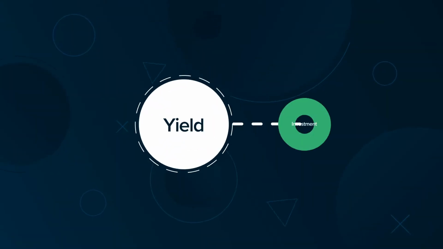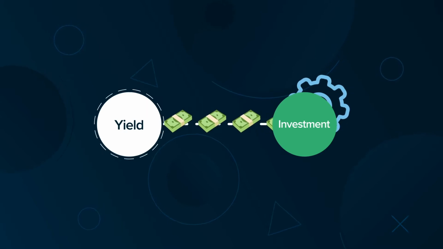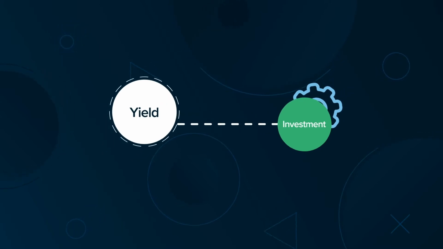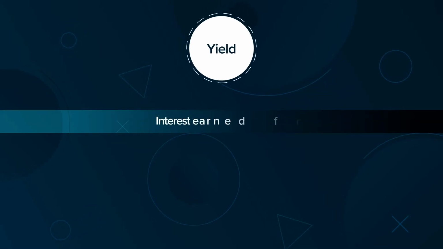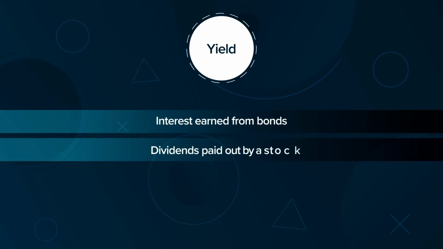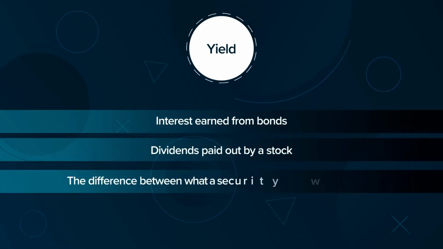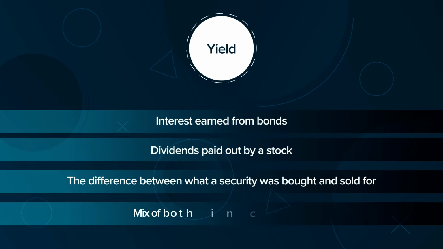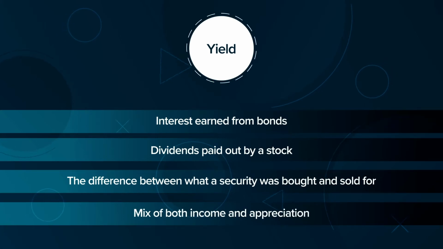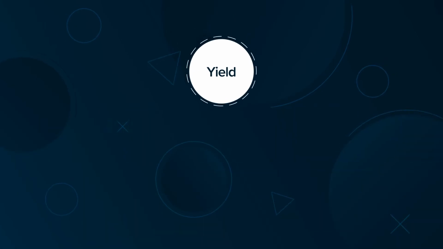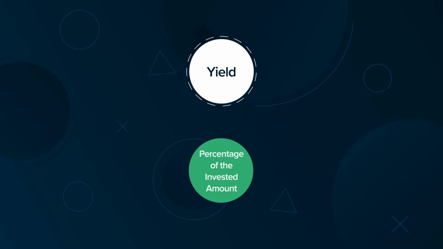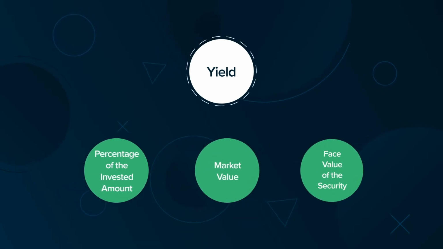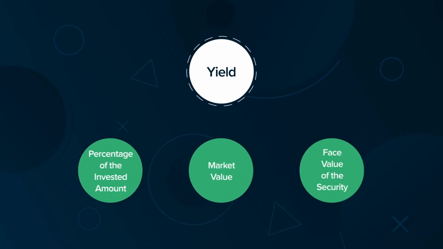Yield is the income or return generated from an investment over a period of time. The return can be in the form of interest earned from bonds, dividends paid out by a stock, the difference between what a security was bought and sold for, or a mix of both income and appreciation. Yield is generally expressed as a percentage of the invested amount, market value, or face value of the security.